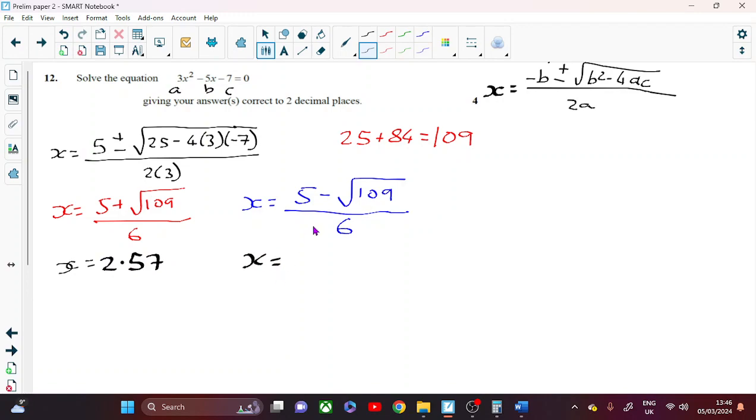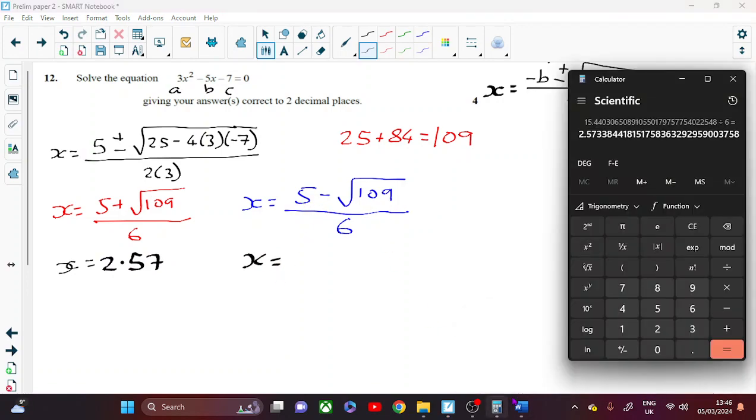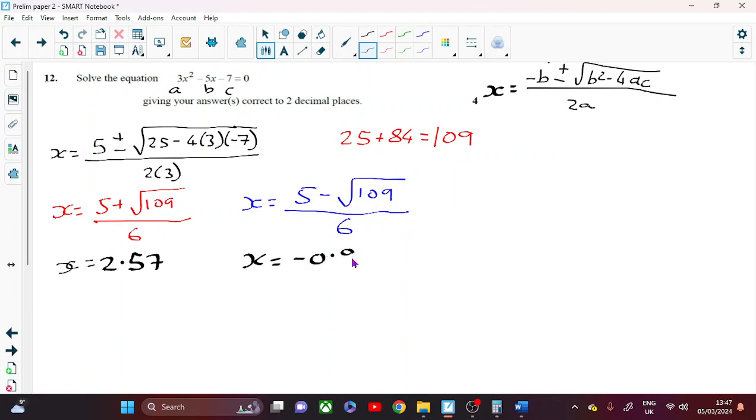And we have x equals 5 minus, this is going to be trickier. So I've got 5 minus, and now I'm going to have to use brackets for mine because of the way it does the square root. 109 square rooted, close that square root, equals, and divide by 6 equals, so I have minus 0.906, that 6 will make that into a 1, minus 0.91. Okay, I've got my 2 answers and I've done both to 2 decimal places.